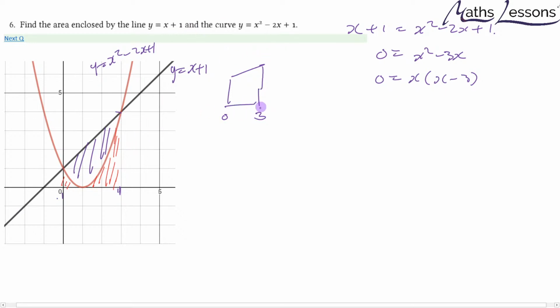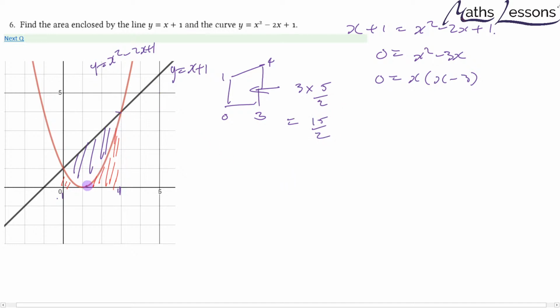We've got the line y equals x plus 1, so that's going to be 4 at one end, and that's going to be 1 at the other. So this area is equal to the distance between them, which is 3, times the average of these two, so that's 4 plus 1, which is 5 over 2. So that gives you 2.5 times 3, which gives you 15 over 2 for that area.